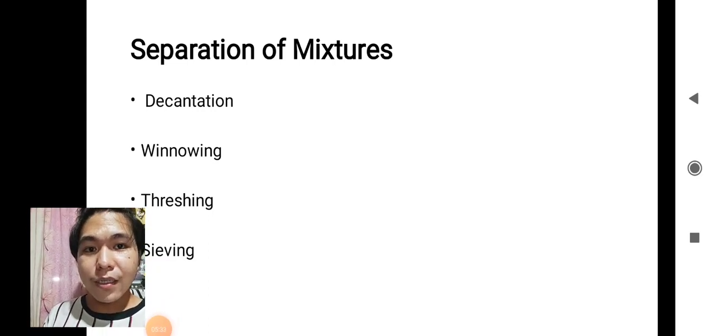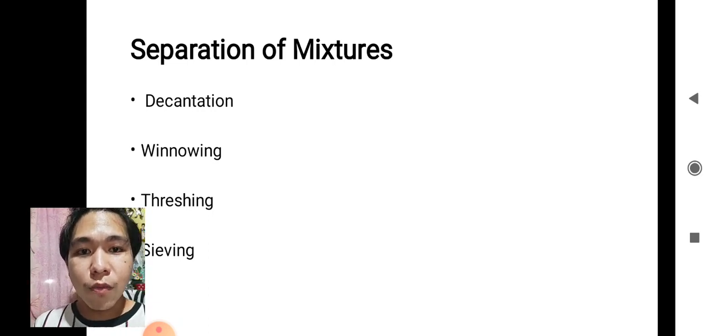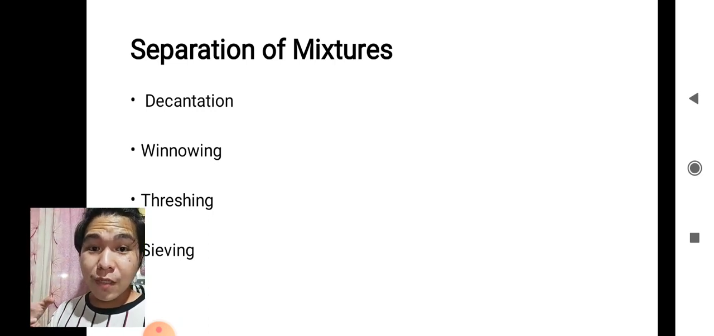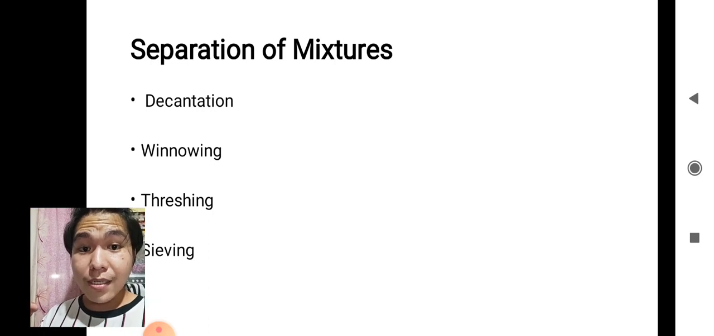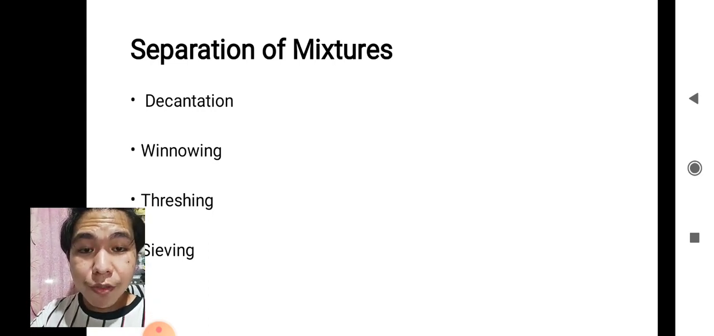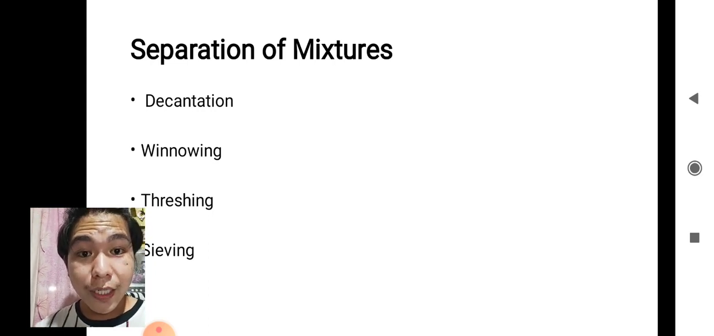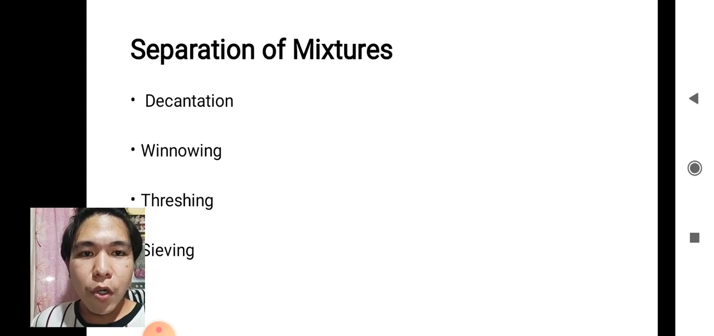So, of course, decantation yun ang gagamitin mo. Anong gagawin mo? Ang water, di ba, may tubig at saka sand. So, ibubuhos mong tubig. Pag ibinuhos mo, maiiwan ang sand. So, that is decantation, pouring. Next, let's talk about winnowing.